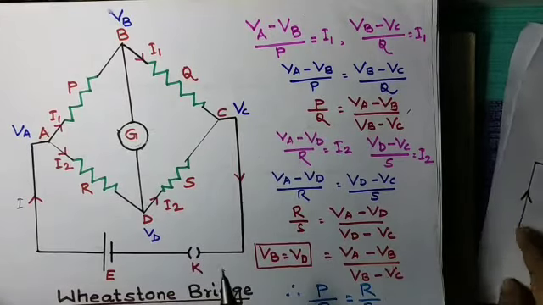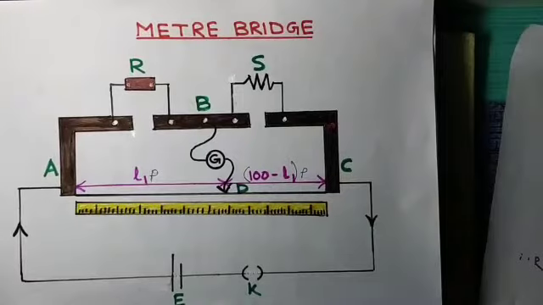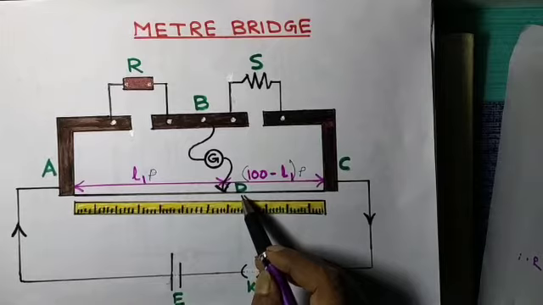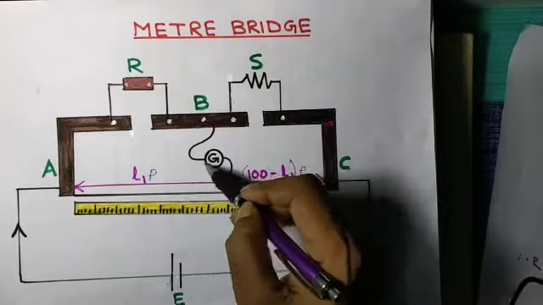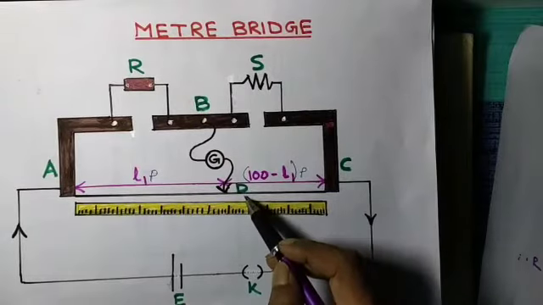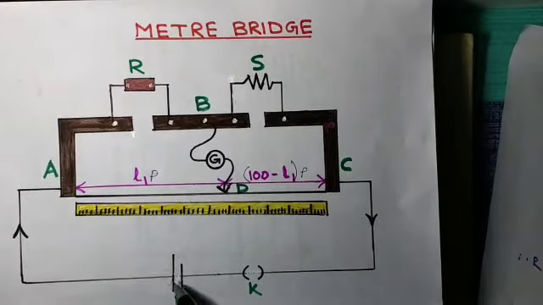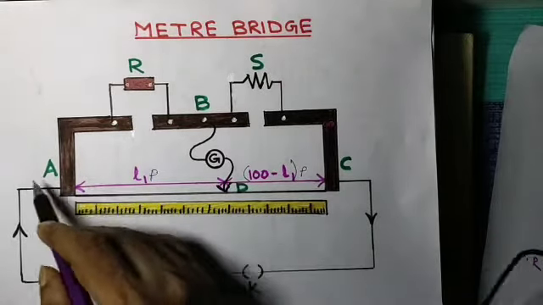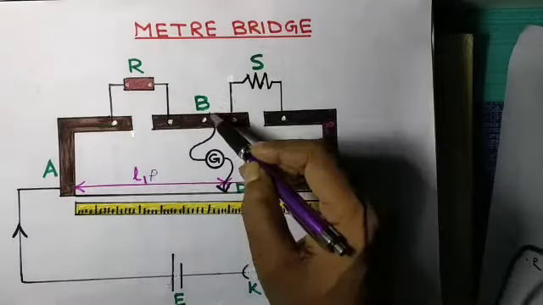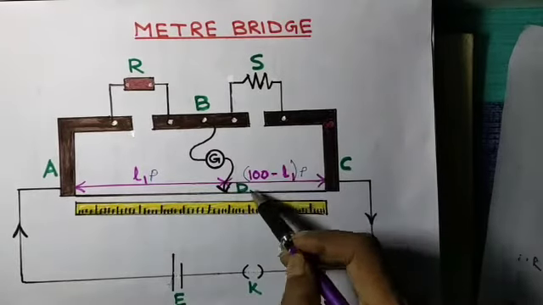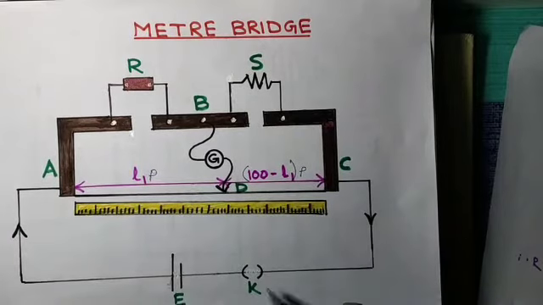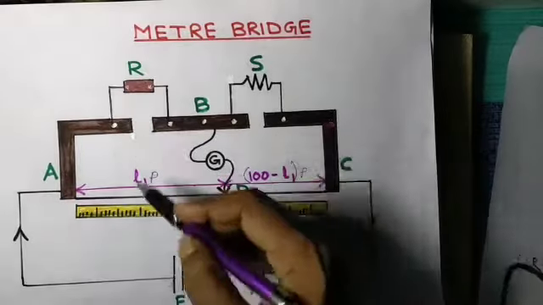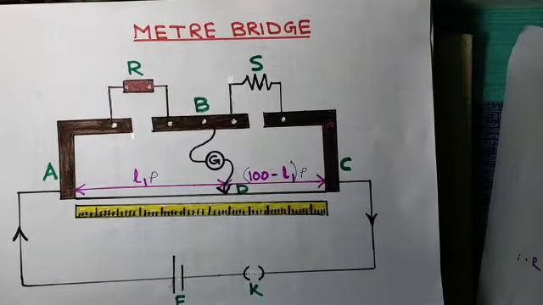Let us once again see the meter bridge. Here also there are points A, B, C and D. We have fitted one galvanometer between B and D, and we have connected one electric cell E through key K between A and C. So it is nothing but a Wheatstone bridge.